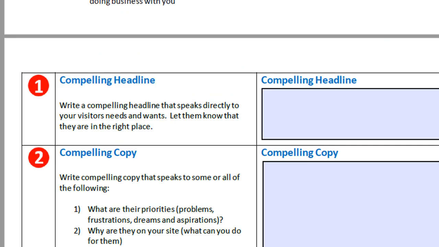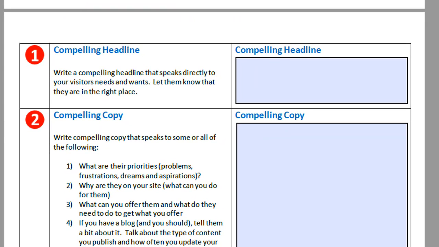So the first one is the compelling headline. So we've seen that many, many times. Again, a compelling image and then a headline. So we're going to write that headline, again, that speaks directly to your visitors' needs and wants. Because remember, they're saying, well, what is this all about? Am I in the right place? So we've got to go ahead and we've got to tell them that.